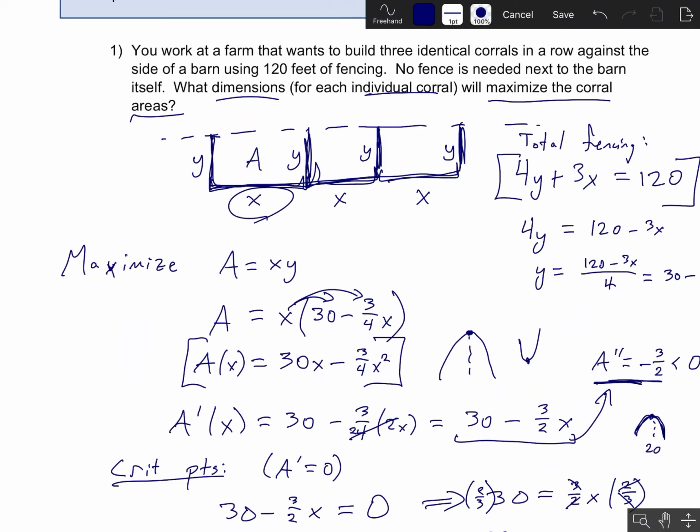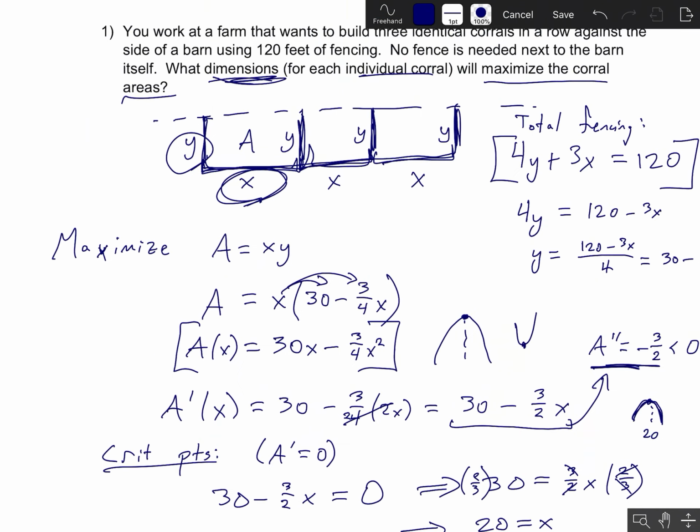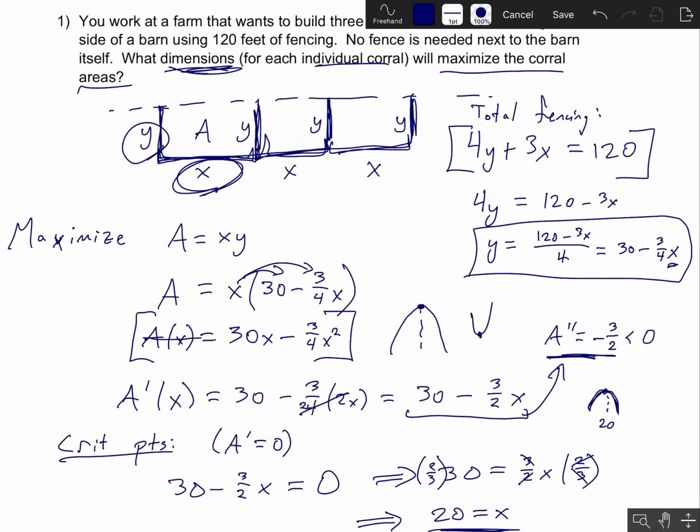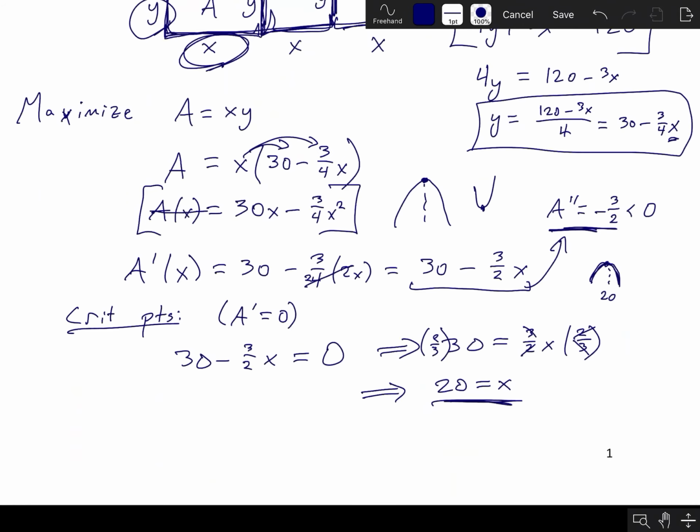But remember, what we were looking for is not just the x value that maximizes the area. We also wanted to know what dimensions, so we need to know the height as well. But thankfully, this part is pretty easy. Once you have the x value that you want, in this case x is equal to 20, we can find the y value by just plugging in what we found earlier. So we saw earlier that y is equal to 30 minus 3/4 x. But now we have our x value. So if I plug in my x value of 20, then I can find the corresponding y value.